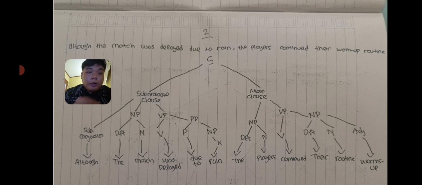In noun phrase, there are determiner and noun. The determiner is the, the noun is players. In verb phrase, we're gonna divide it into verb and noun phrase. The verb is continue. In noun phrase, we're gonna go down into determiner, noun, and adjective. The determiner is the word their. The noun is routine. The adjective is warm-up. So the main clause is the players continue their routine warm-up.